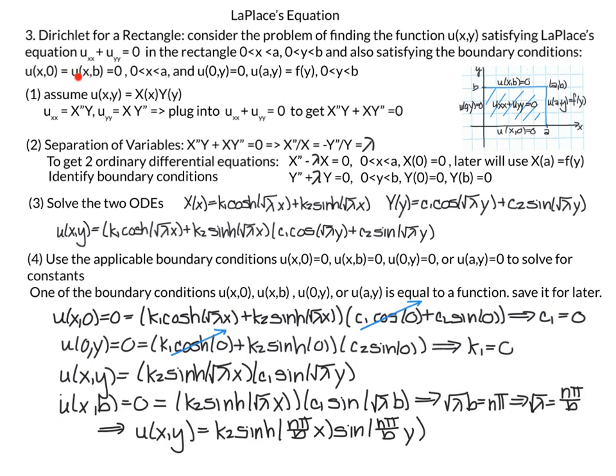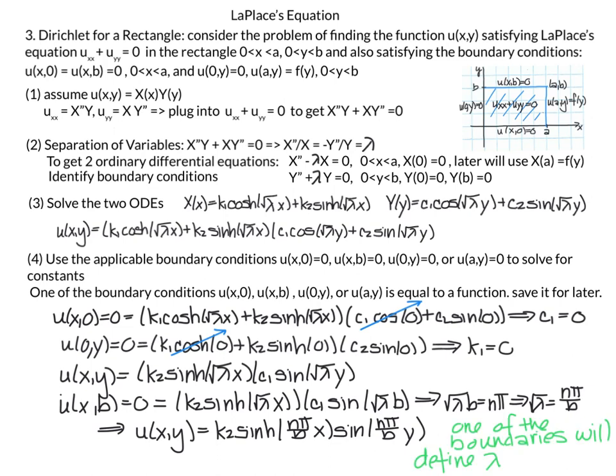And now I have one more boundary where y is equal to b over here. That's equal to 0. So I'm going to plug that in. So I'm going to get k2 sinh, and this is x, so I leave that. And I have c1 sine of square root of lambda b. And this is equal to 0, which would mean our square root of lambda b is equal to n pi, which means square root of lambda is equal to n pi over b. So this gives us a value for square root of lambda, which we plug in both here in our sinh term and our sine term.